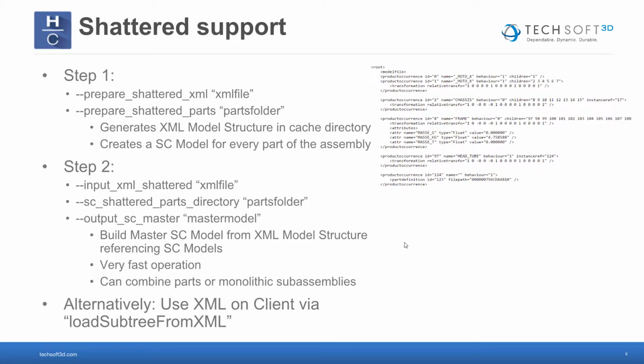Okay? And then, in order to actually create that master model, we're going to tell it we want to input the XML shattered, and this tells it your input is not a CAD file, but it's this XML specification. Then we need to tell it where it can find all those parts that are described in this file. And then we simply tell it to output the master model. It's going to do exactly what I described previously: create all those links to each file and then create the master file.